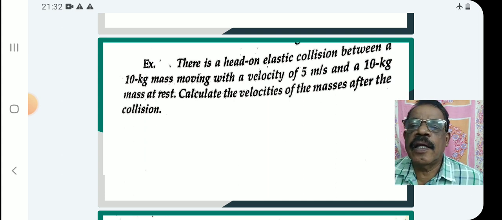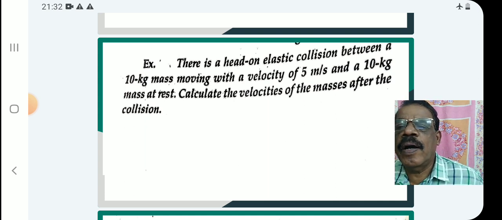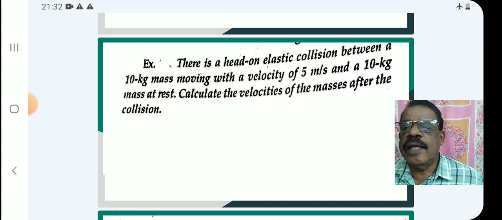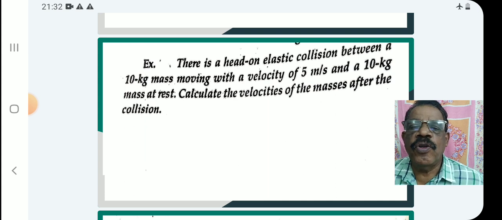There is a head on elastic collision between a 10 kg mass moving with a velocity 5 meter per second and 10 kg mass at rest. Calculate the velocities of masses after the collision.